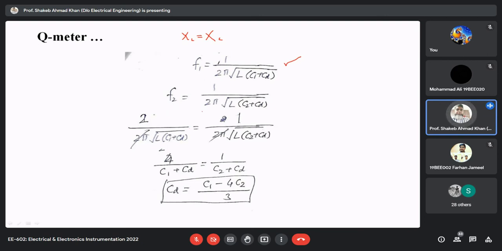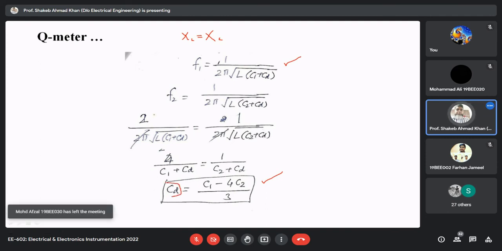So we equated them, twice of F1 is equal to F2, and then we simplified, and you can see we got our expression. With the help of this expression we can find out the distribution capacitance.